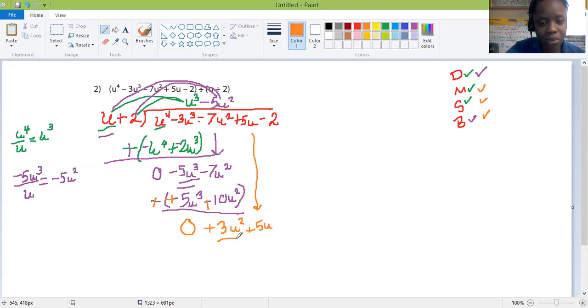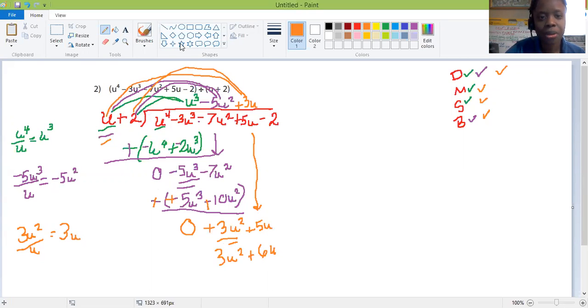I have to say, okay, 3u squared divided by u. So this is a positive 3u squared divided by u. 3 divided by 1 is just 3. u squared divided by u is just going to be u. So we're going to say plus 3u. So we divided. Now we need to multiply. 3u times u and 3u times 2. 3u times u is 3u squared. 3u times 2 is plus 6u.